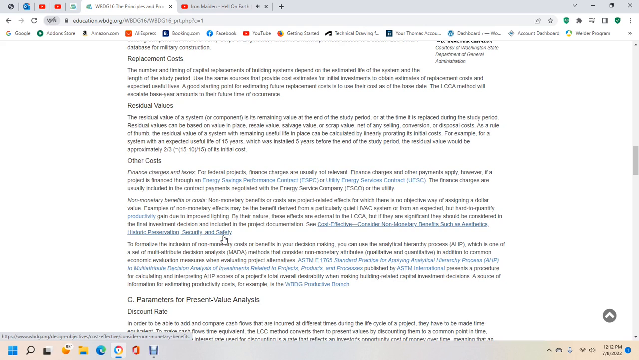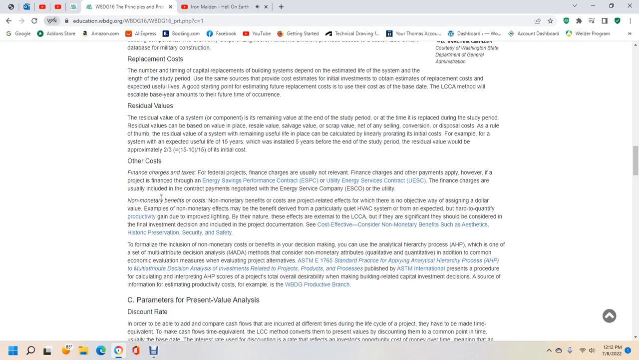Other costs: financing charges and taxes. Federal project financing charges are usually not relevant. Financing charges and other payments apply over the project's life for an energy savings performance contract or utility energy services contract. Financing charges usually include contract payments negotiated with the energy service company or utility.